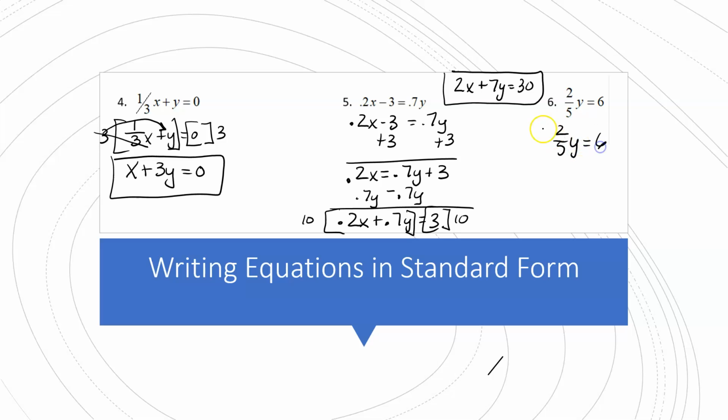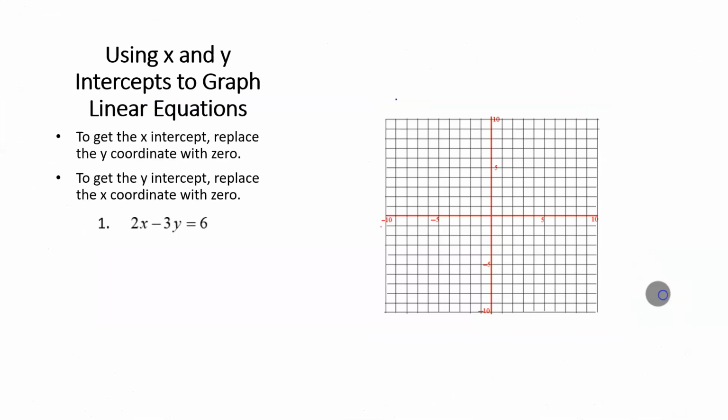Okay, the last one like this, we're just going to get rid of that decimal. You have no x. That's okay. So we're going to have 2y equals 30. And we're done. Okay, so that's just a matter of moving things around to get to the ax plus by equals c with no negative a's and no fractions or decimals.